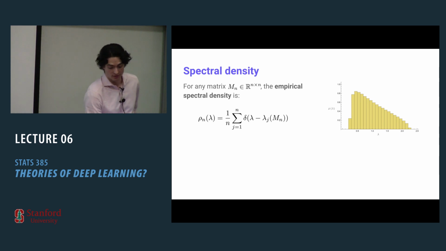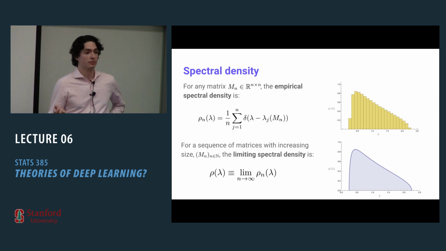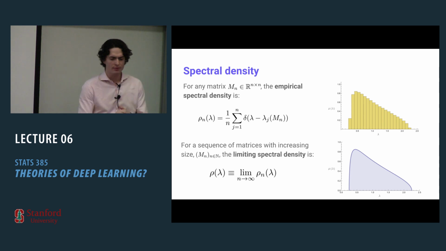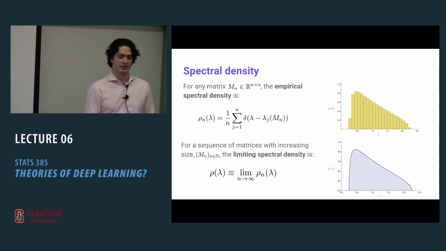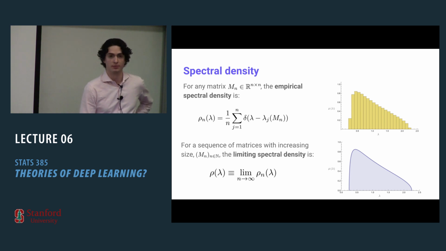But in this limit, as n goes to infinity, if you have a sequence of matrices of increasing size, then the limiting spectral density is just the limit of rho sub n. And so here, if the limit exists, it might look something like this. So the primary object that we're going to be talking about is this spectral density. It's a continuous limit of the density of eigenvalues, and it's going to be the workhorse. And from it, we'll be able to derive pretty interesting things related to learning dynamics in deep neural networks, etc.